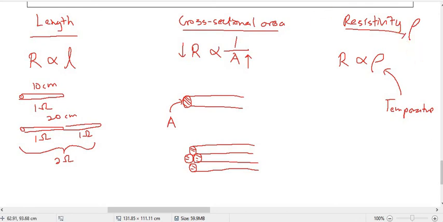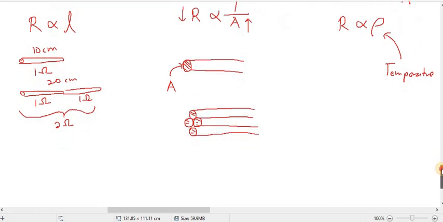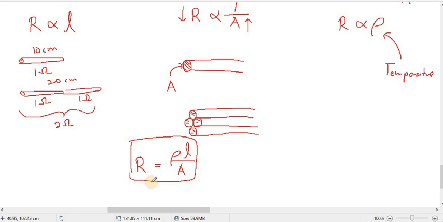So we combine all these three relationships. We can get R, the resistance of a conductor, equals resistivity times the length divided by the cross-sectional area. We get this equation: the resistance of a conductor equals the resistivity of the material times the length of the conductor divided by the cross-sectional area of the conductor.